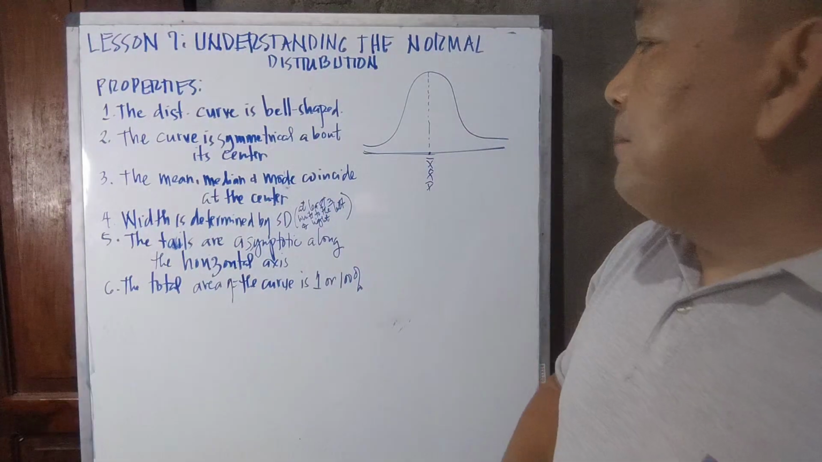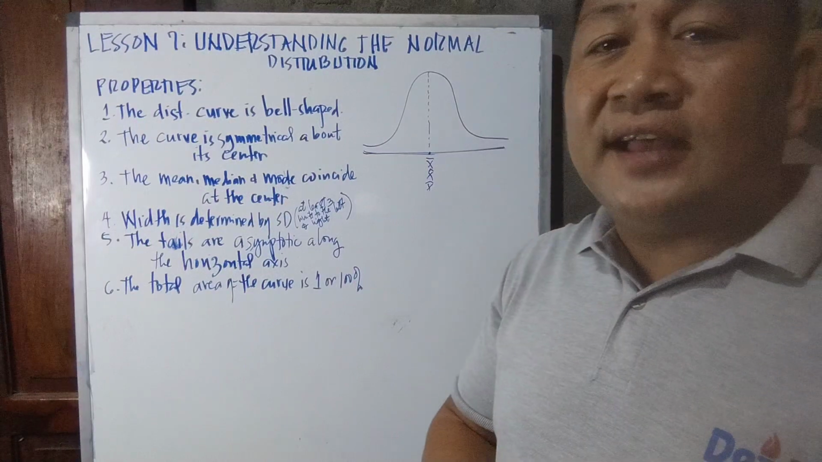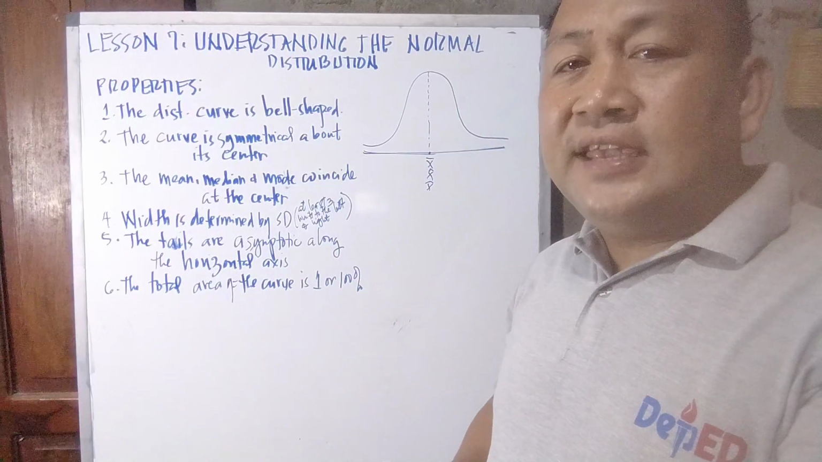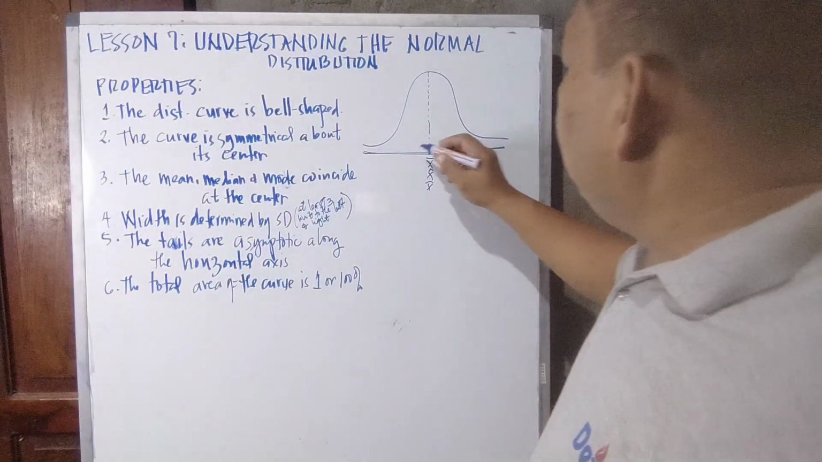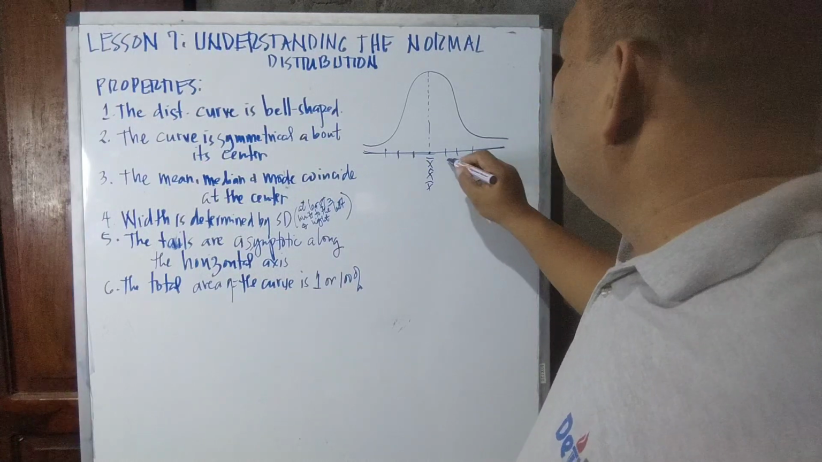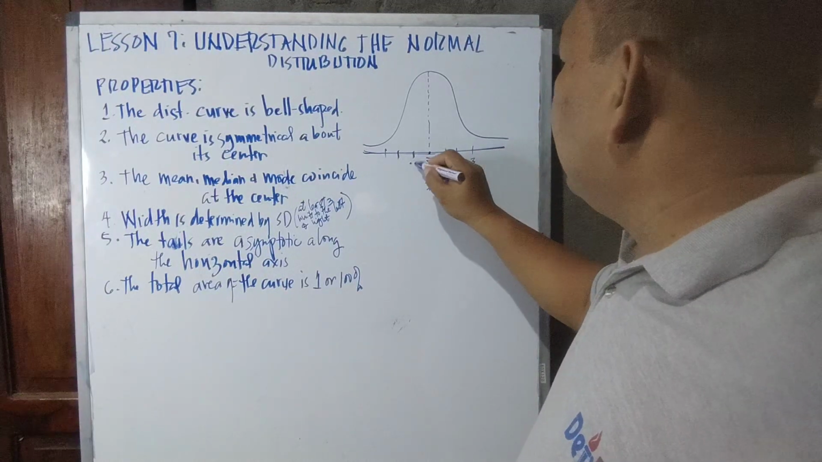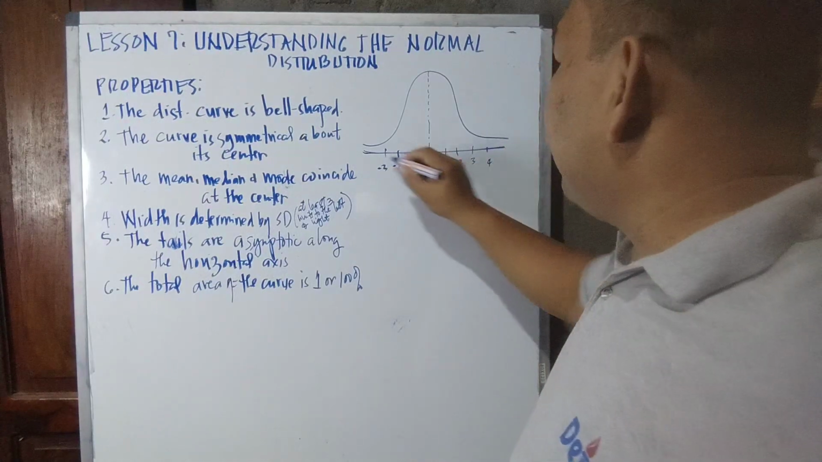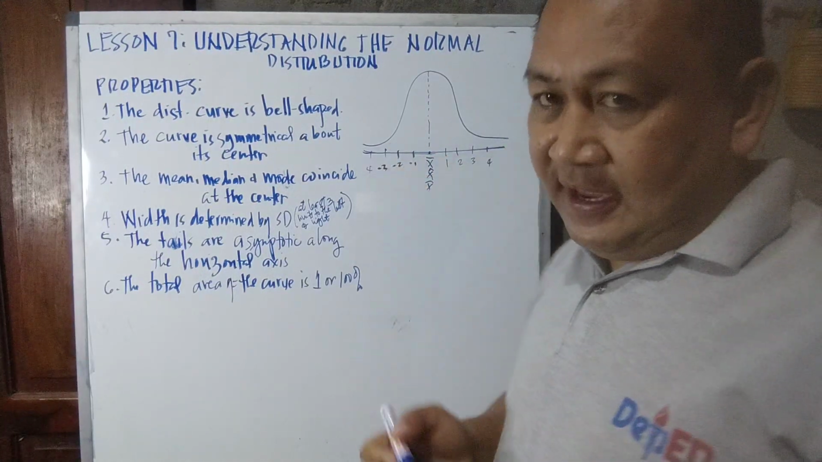The fourth one: the width is determined by standard deviation, at least 3 from the left and 3 also to the right. So 1, 2, 3, 1, 2, 3. So 1, 2, and 3, negative 1, negative 2, negative 3. We can extend because it says there at least 3.